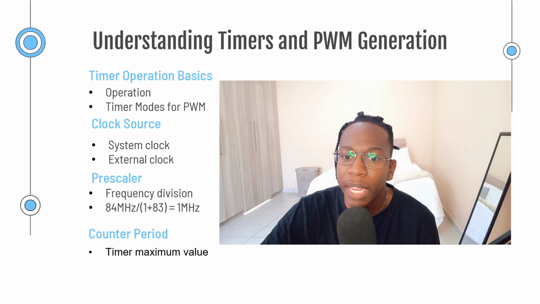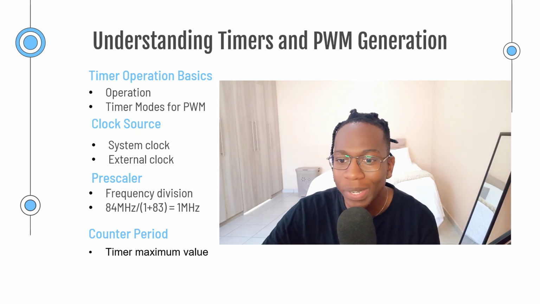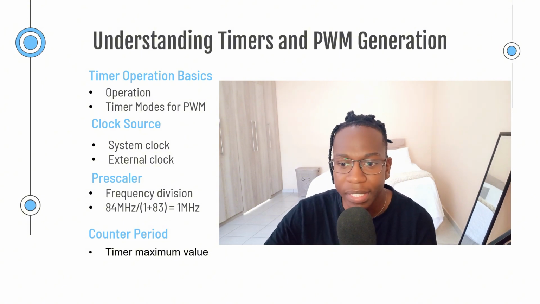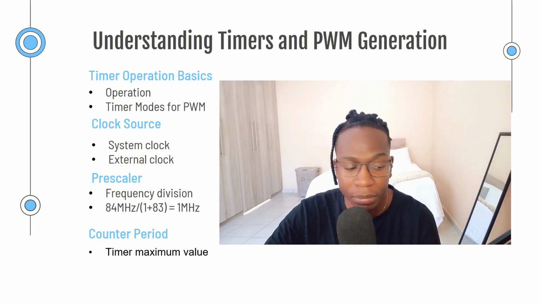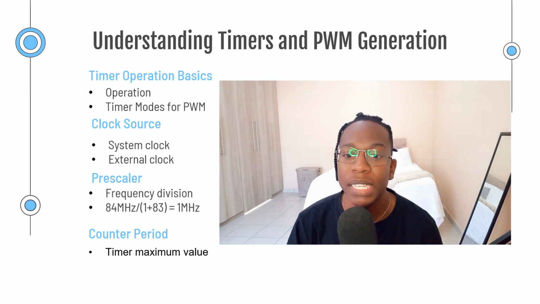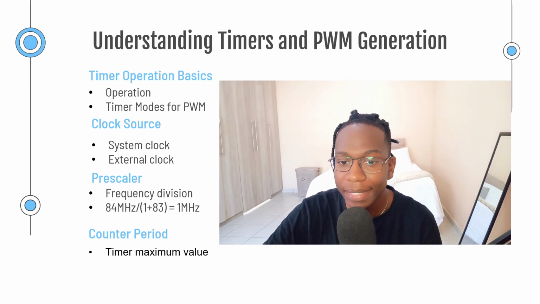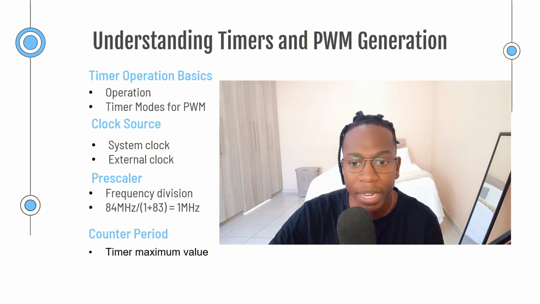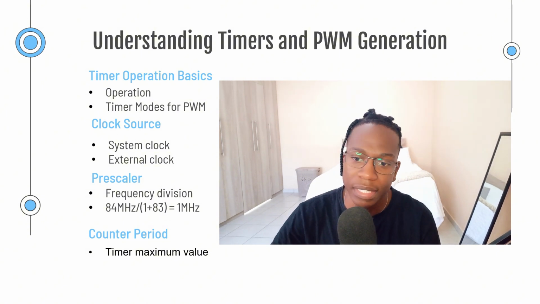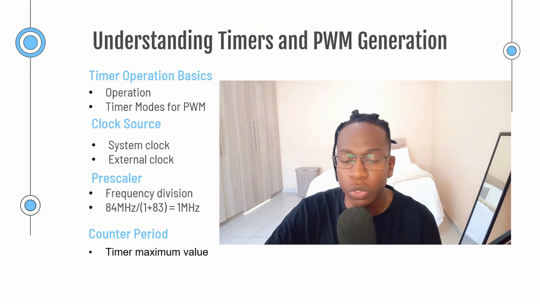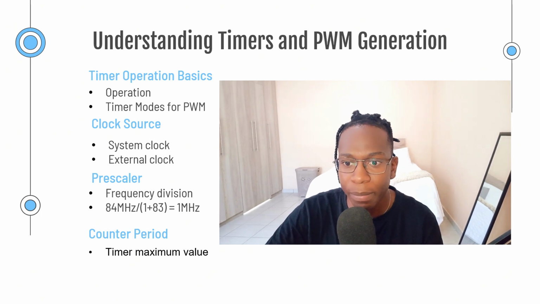This counting can be influenced by a prescaler value, which divides the clock signal to make the timer count a bit slower, extending the range of the time intervals it can measure. For example, the STM32F411RE has a maximum system clock of 84 MHz. If you set the prescaler to 83, the timer will count at 1 MHz. This is calculated as the system clock divided by 1 plus the prescaler value. So it would be 84 MHz divided by 84, which gives us 1 MHz.